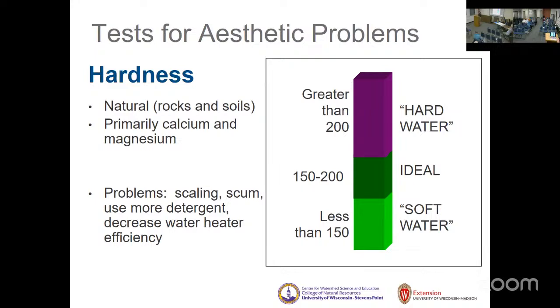Levels greater than 200 are considered hard water. That's the level at which people would probably choose to install a water softener. We have this level between 150 and 200, which we consider to be an ideal range. And then less than 150 is what we consider to be soft water. Water with a low mineral content means that that water tends to be a little bit more aggressive or corrosive, which can be problematic for metal plumbing.